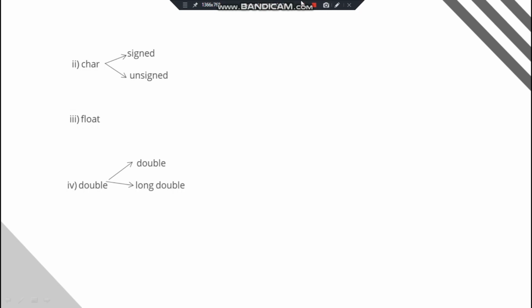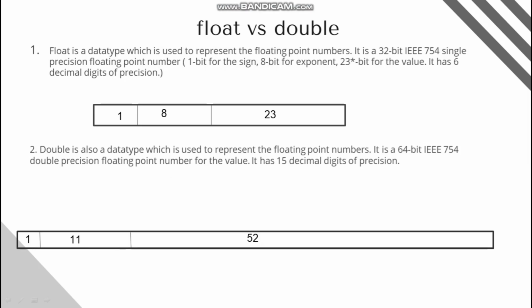And the double is again subdivided into double and long double. See, if float and double both can store the floating point value, why do we need both of them? That we will see here. Float is a data type which is used to represent the floating point numbers. It is a 32-bit IEEE 754 single precision floating point number.